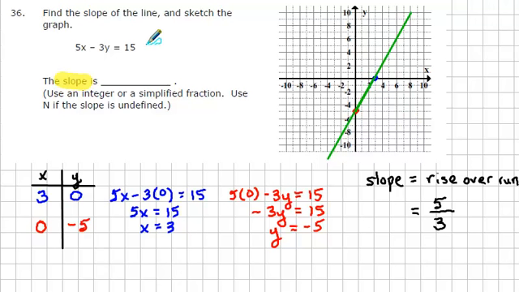Now an alternative way to get the slope is to rewrite the equation in slope-intercept form. Some people prefer that method, so let me illustrate that one real quickly. If we were to isolate and get y by itself, our first step would be to subtract 5x from both sides, and we would get minus 3y is equal to minus 5x plus 15.